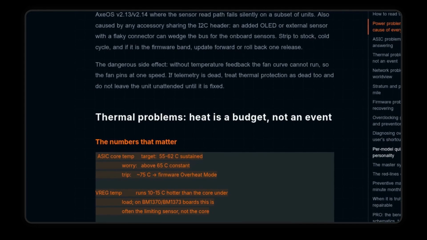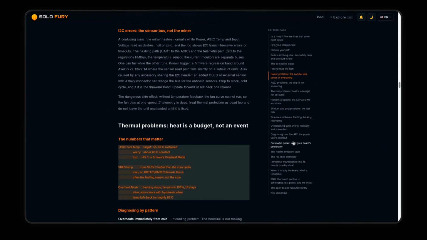Finally, we address thermal problems by treating heat as a budget that needs to be managed. This part of the guide details which numbers actually matter to prevent thermal throttling and ensure stable, long-term operation.